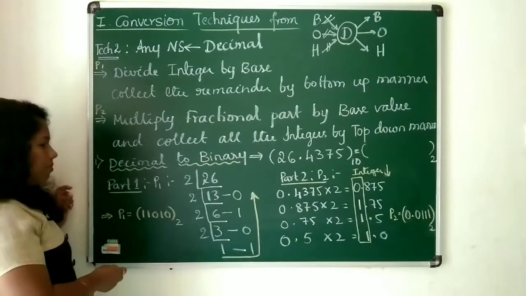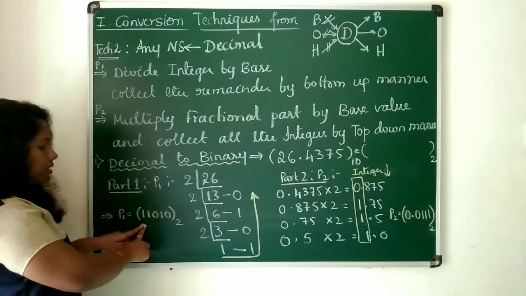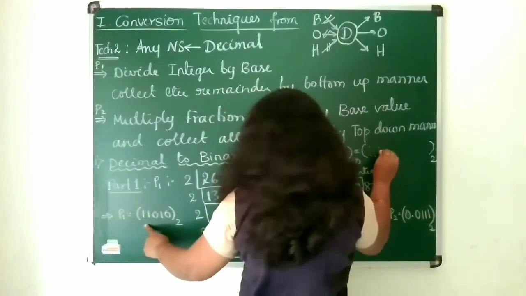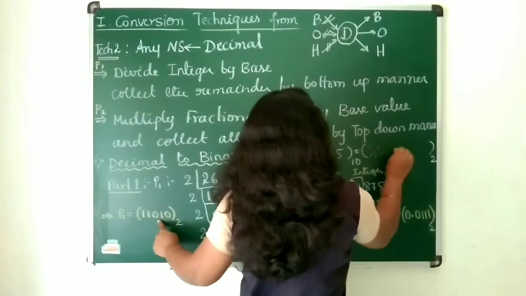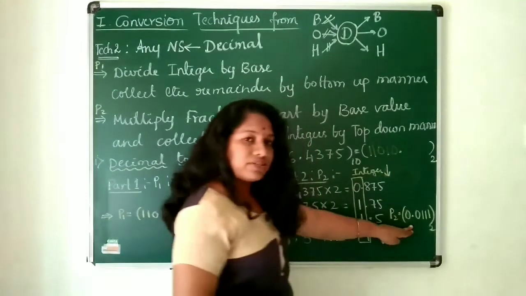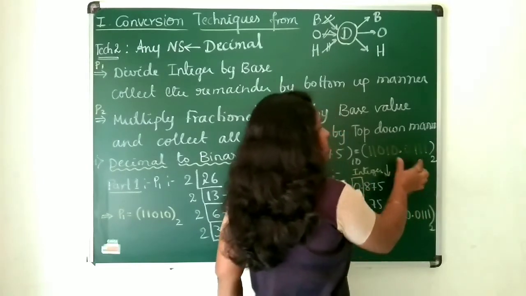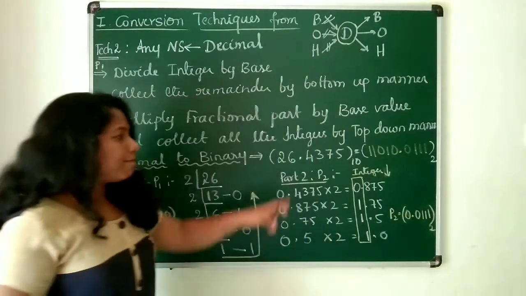See here, the part 1 says that 1 1 1 1 0 1 0 point, the fractional value here 0 1 1 1. This is the converted value from decimal to binary.